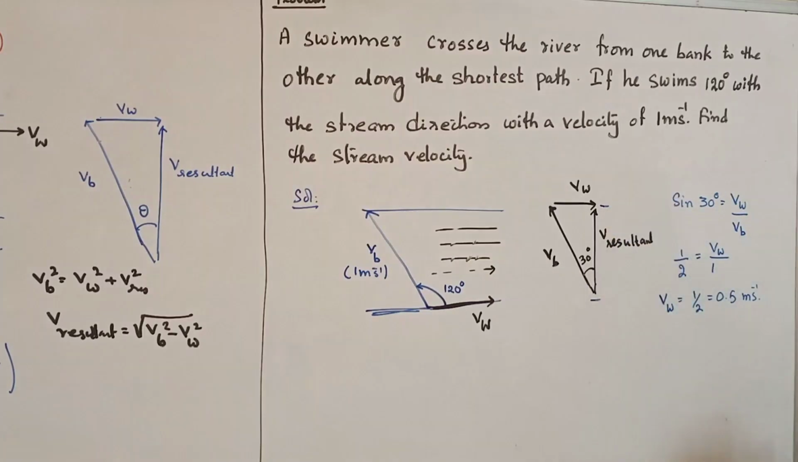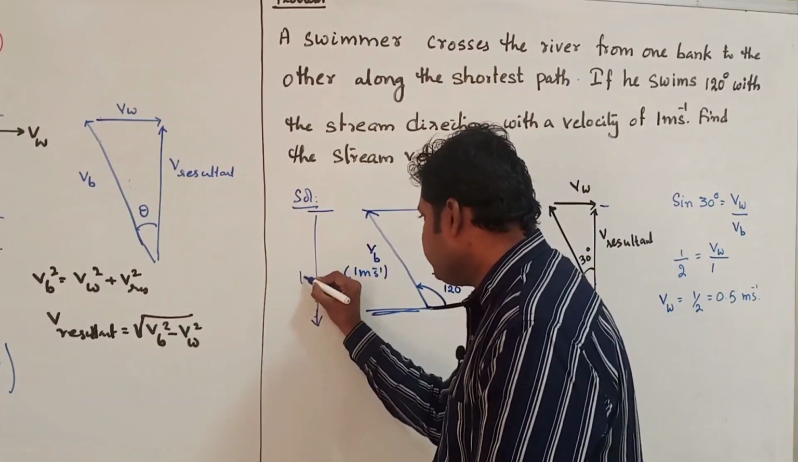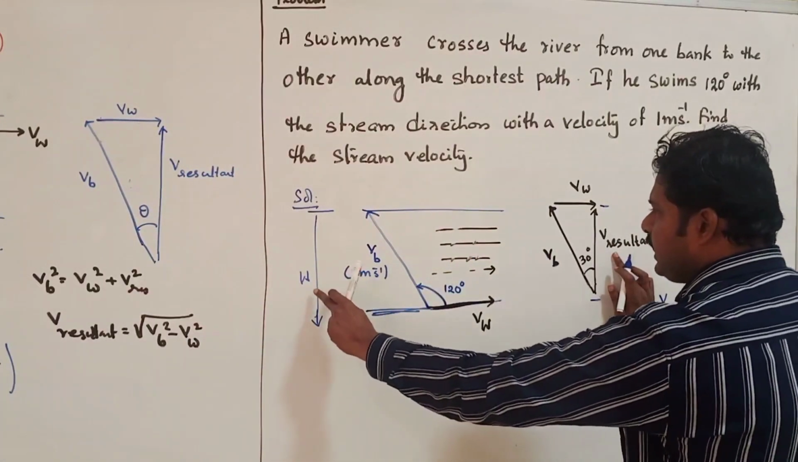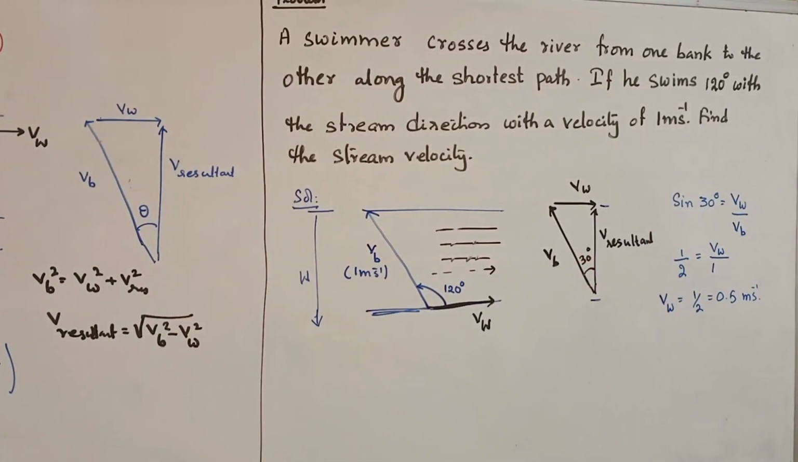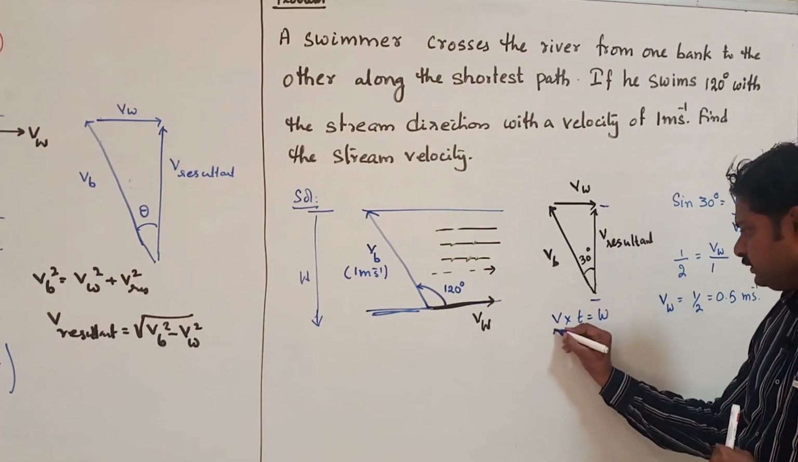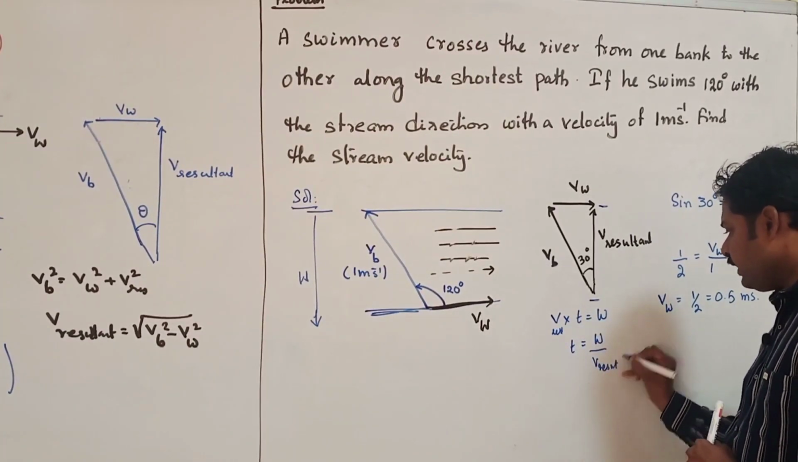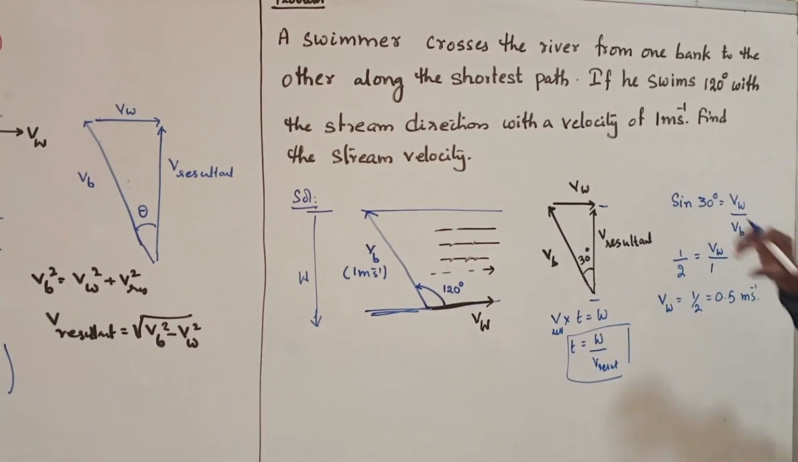In the shortest path, bank to bank, suppose the bank to bank distance W is given, we will find the time, no problem. Velocity into time is equal to W, so time is equal to W by V resultant. We can find the time taken to reach the opposite bank, and similarly the drift we can calculate as in the earlier problem.